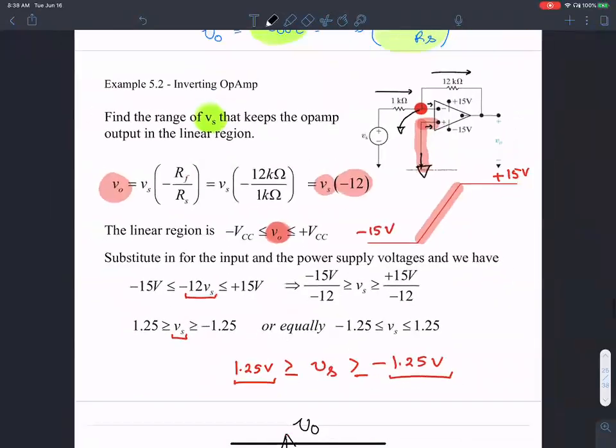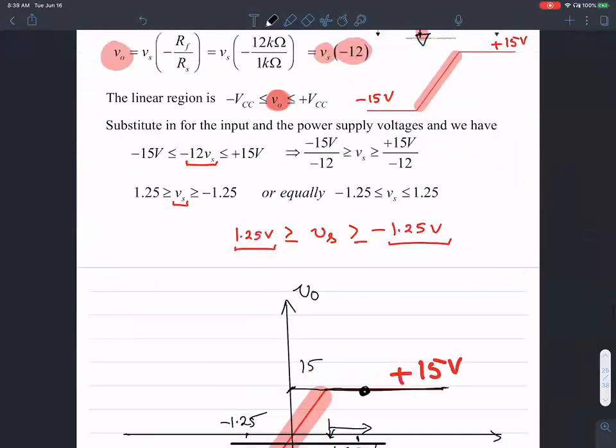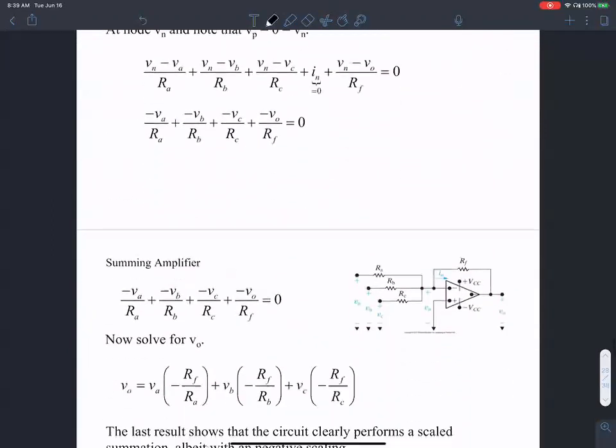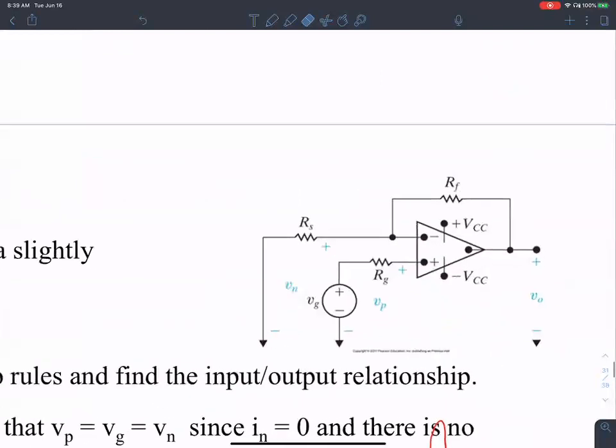Questions, please. Questions so far? We definitely will come back to look at some example problems on this. But for now, let's move on to see if we can do not a summing amplifier, but a non-inverting amplifier.